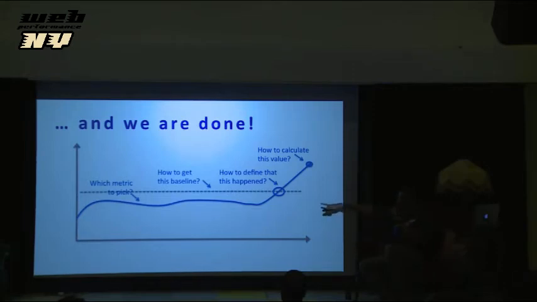So we have defined which metrics to pick. We talked about how we get our baseline. We now defined how we figure out that you have a baseline violation. And obviously we also have talked about how to actually define our monitoring values.